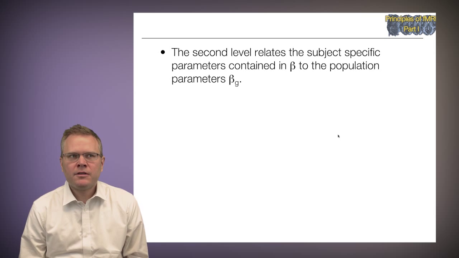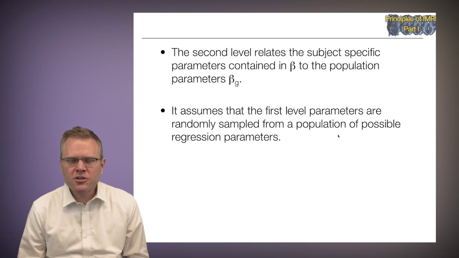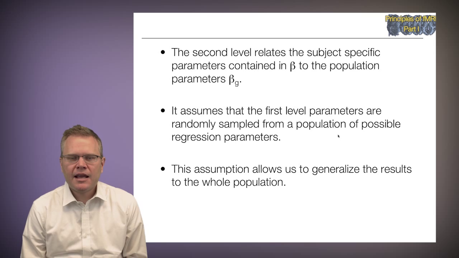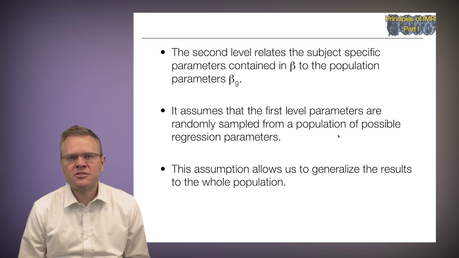So the second level model relates the subject-specific parameters contained in beta to the population parameters, which we're calling beta_g here. It assumes that the first level parameters are randomly sampled from a population of possible regression parameters. This assumption is what allows us to eventually generalize the results to the whole population. And this is what we want to do.